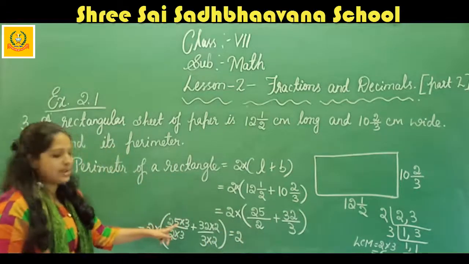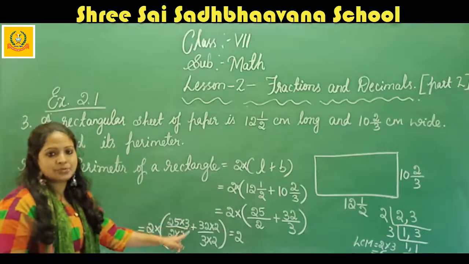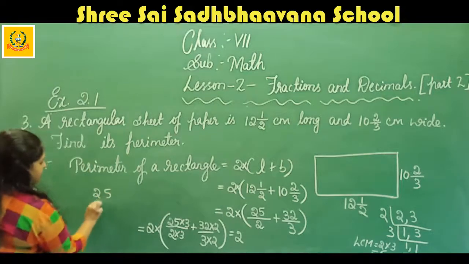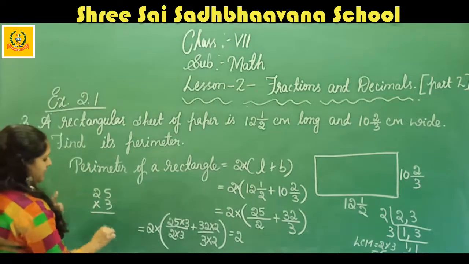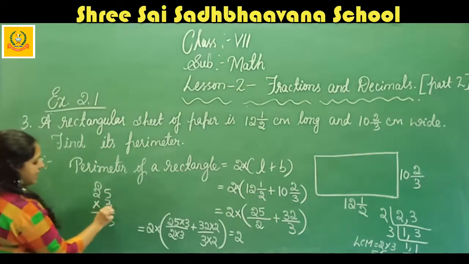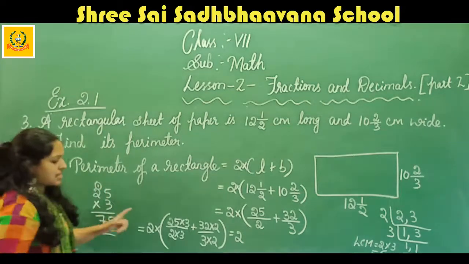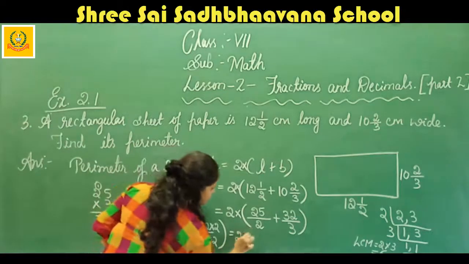Now let us multiply and we'll write 25 into 3. 25 threes are where? Here I will write. 25 into 3. 5 threes are 15. 1 you have to carry. 3 twos are 6. 6 plus 1 is 7. How much answer you got? 75.